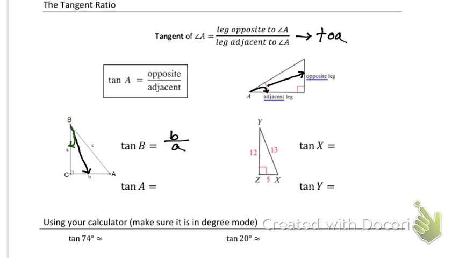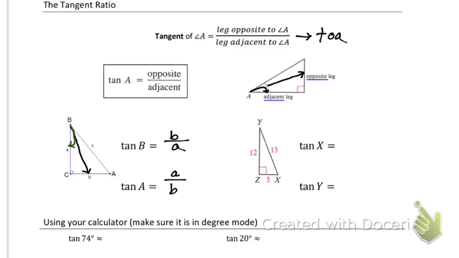Tangent A is going to be similar, except what is the opposite of angle A? EJ. A is. Yep. So that makes our adjacent B, because I'm not talking about the hypotenuse. So tangent A equals A over B. Tangent B equals B over A.